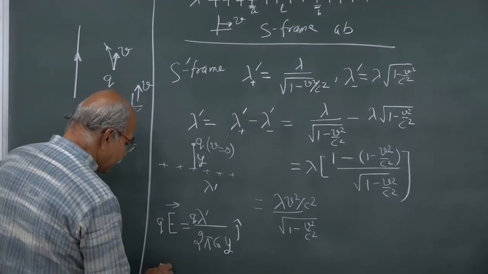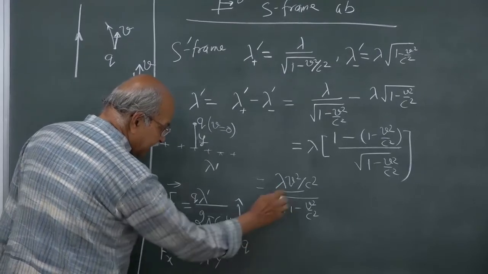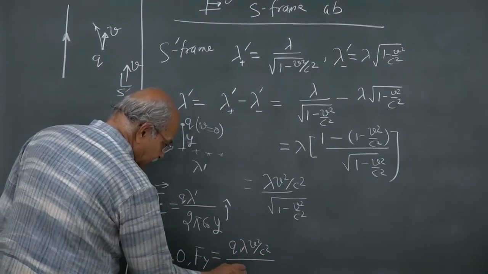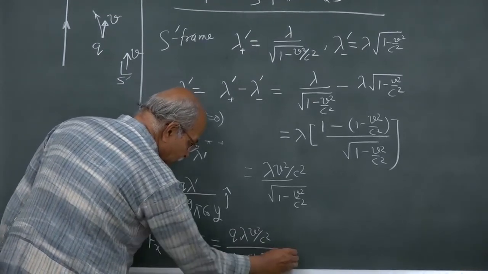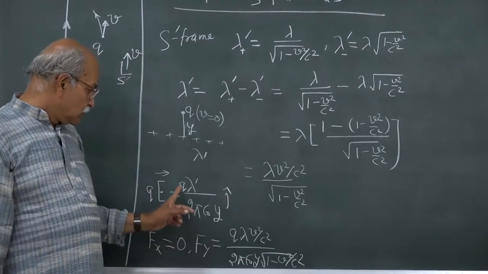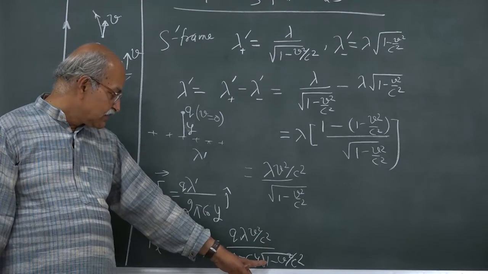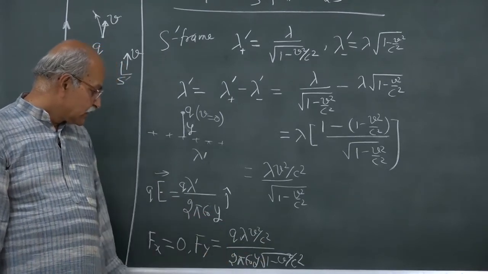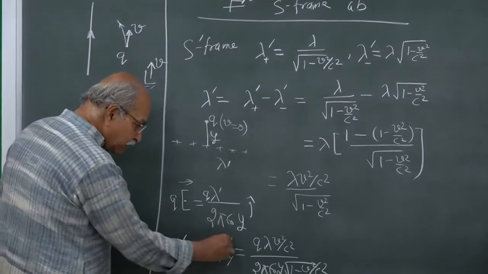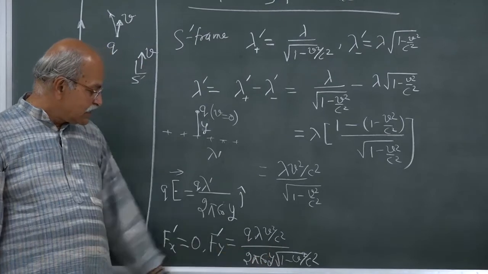So, what is Fx? Fx is 0. What is Fy? Fy is q into lambda prime, which is lambda into v square by c square, and then divided by 2 pi epsilon naught y, and square root of 1 minus v square by c square. Check, lambda prime I am writing this quantity. So, q is here, lambda prime is lambda v square by c square divided by square root of 1 minus v square by c square, and this 2 pi epsilon naught y. So, that is Fy, and Fz is 0, and all these are in primed coordinates, S prime. So, let me put prime here. Fx prime is 0 and Fy prime is this. y and y prime are same, so I can leave it here.